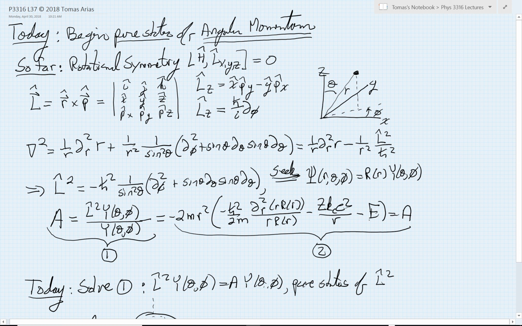So the task before us today is to solve this equation 1, which I can rearrange in the following form by simply multiplying both sides by Y, and we recognize immediately that this is telling us that our job is to determine then the pure states of the square of the angular momentum operator.